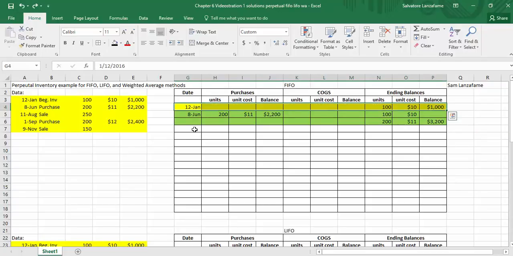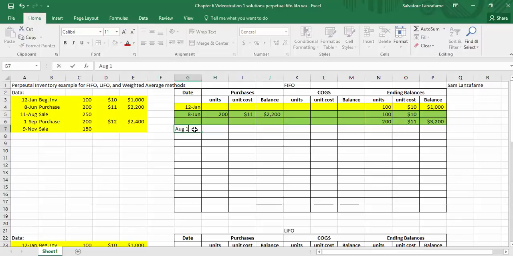Okay, so in terms of FIFO or LIFO, we actually don't have any change in answer to this point. You don't see FIFO or LIFO rear its ugly head until you sell. And now we're about to sell. So you've noticed it says here August 11th, and we are going to sell 250 of them.